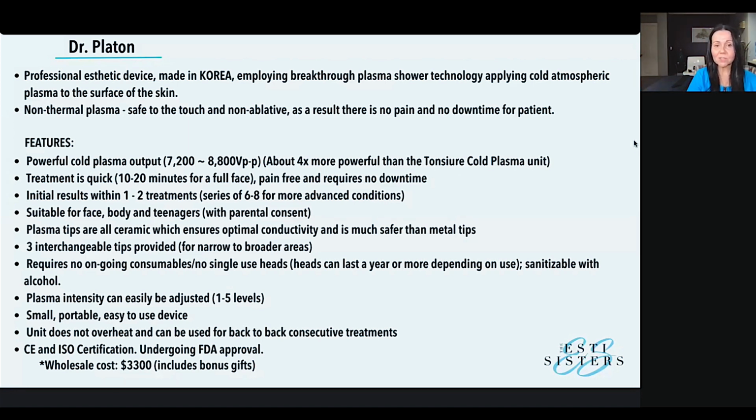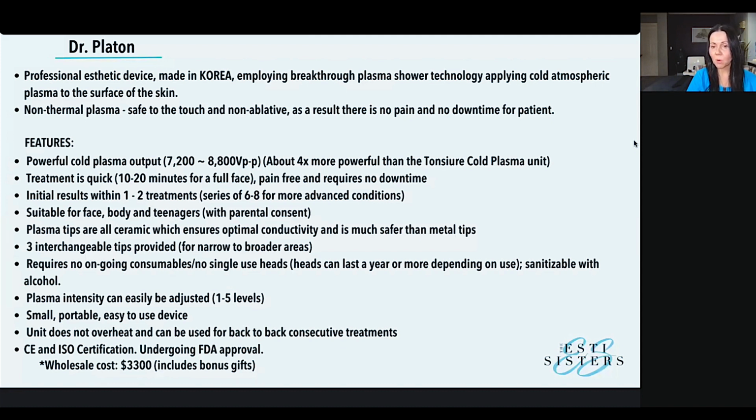So specific features of the DrPlaton, again, the voltage. And when you want to get information from other vendors or manufacturers about what their specs are, the DrPlaton is 7,200 to 8,800 volts.